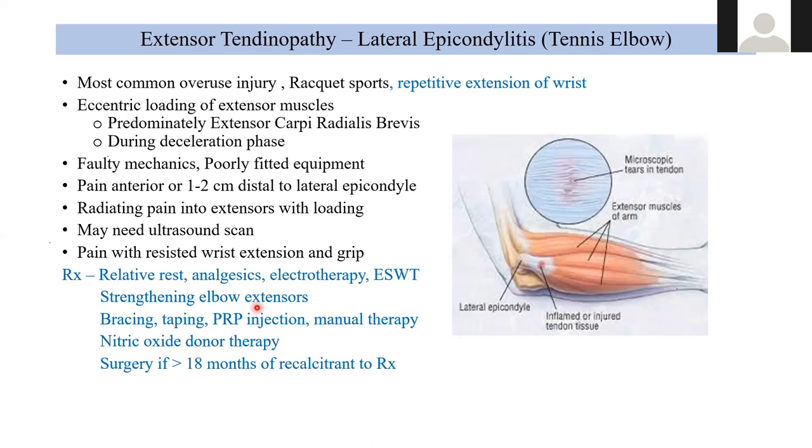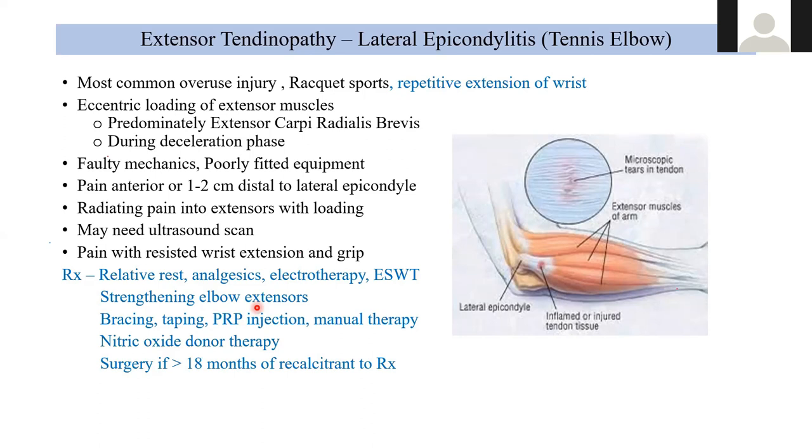The commonly affected tendon is the extensor carpi radialis brevis tendon, during the degeneration phase. Faulty mechanics and poorly fitted equipment, like poor grip and poor string tension in the rackets, all of these predispose to tennis elbow.